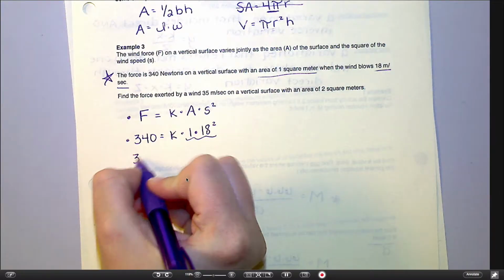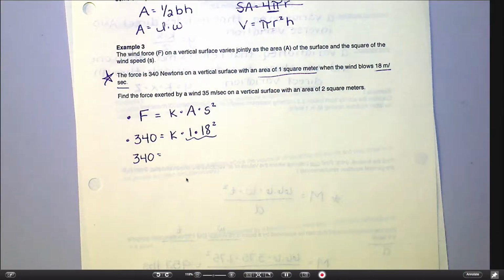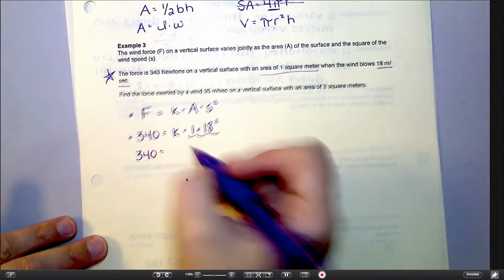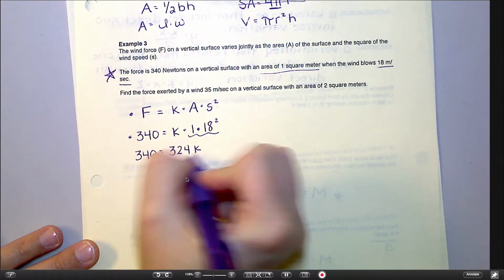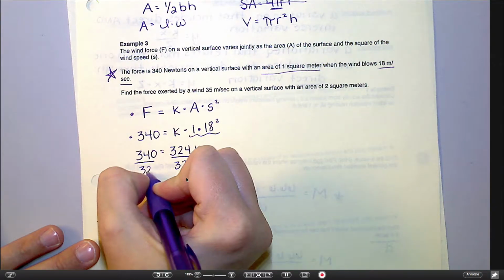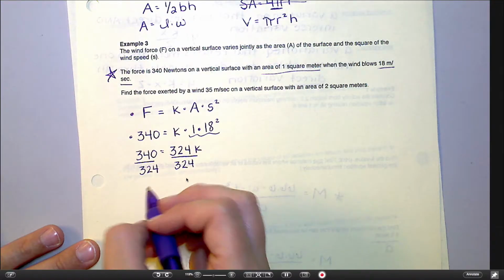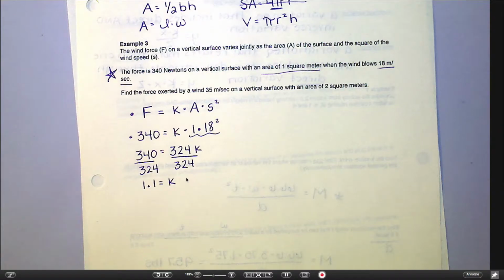I'm going to put these all together. So now I have 340 equals K times 18 squared. What's 18 squared? Someone have that? 324. Thank you. And then divide by 324. So Emily, is that the answer you have when you divide by 324? If I rounded it up, I got 1.1. Okay. 1.1, I think that sounds reasonable. So my K value is 1.1.